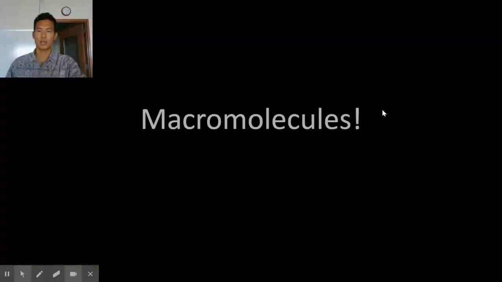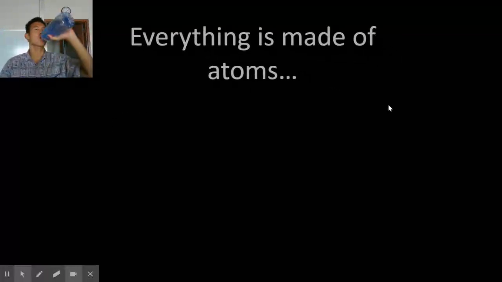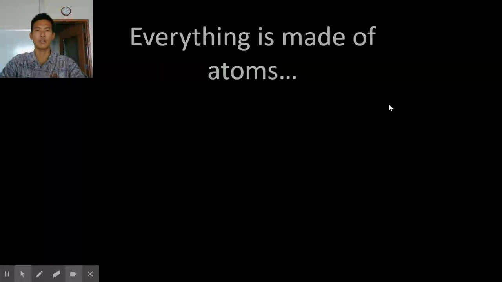All right, class, to conclude our lesson on the chemistry of life, or the chemistry of living organisms, we are going to cover macromolecules. Okay, here's a quick recap. Remember, the universe is made up of either matter or energy or a combination. And if it's matter, it has to be made up of atoms.